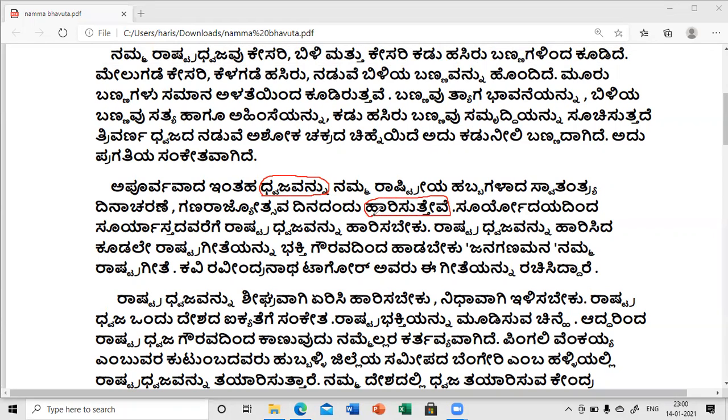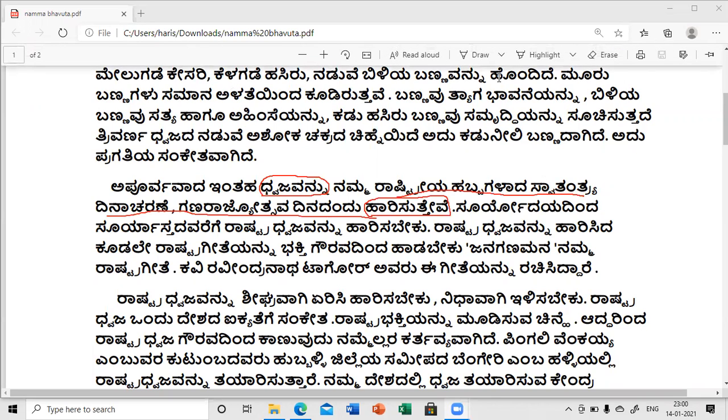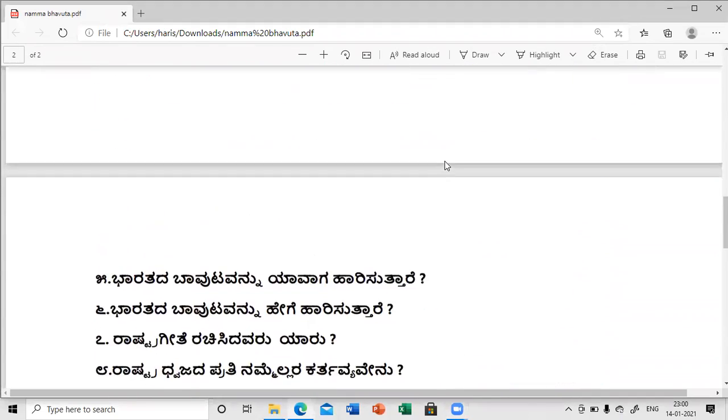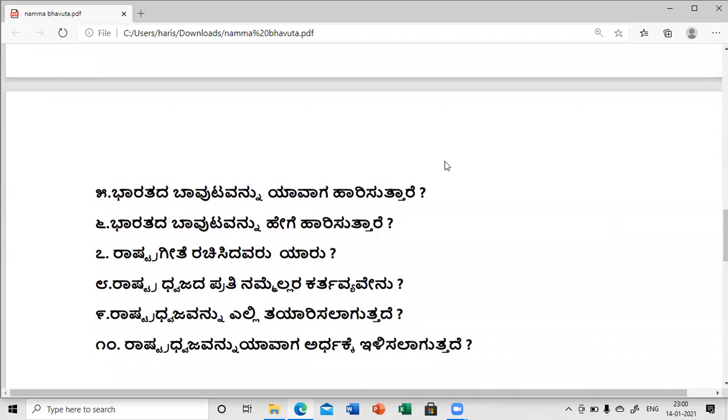ಅಪೂರ್ವವಾದ ಇಂತಹ ಧ್ವಜವನ್ನು ನಮ್ಮ ರಾಷ್ಟ್ರೀಯ ಹಬ್ಬಗಳಾದ ಸ್ವತಂತ್ರ ದಿನಾಚರಣೆ ಗಣರಾಜ್ಯೋತ್ಸವದ ದಿನದಂದು ಹಾರಿಸುತ್ತಾರೆ or ಹಾರಿಸುತ್ತೇವೆ. Okay, they may change the noun and verb form, but harisu is the key word that you have to look at. Once you get the word harisu and dwaja, you would get the answer in the same sentence. You don't have to look through the whole passage here. I hope it is clear.